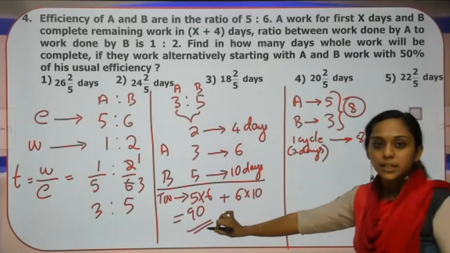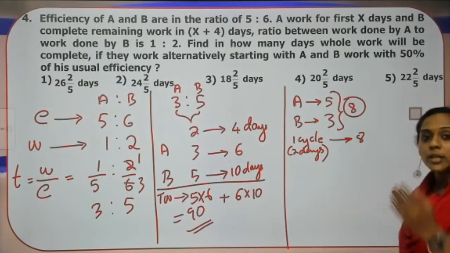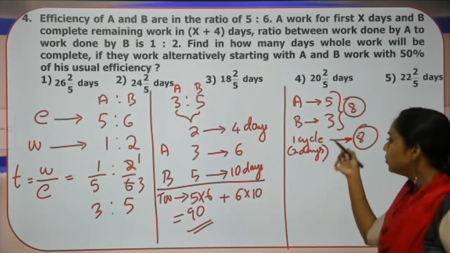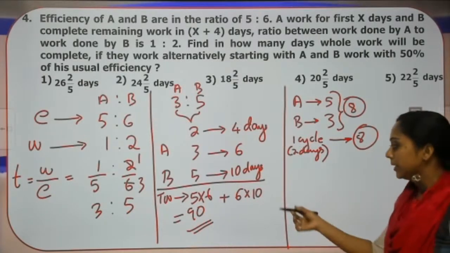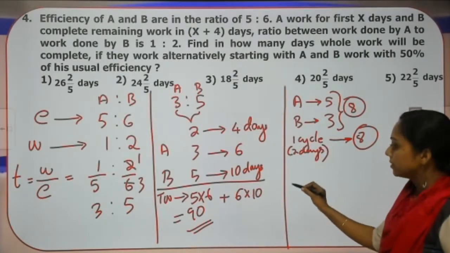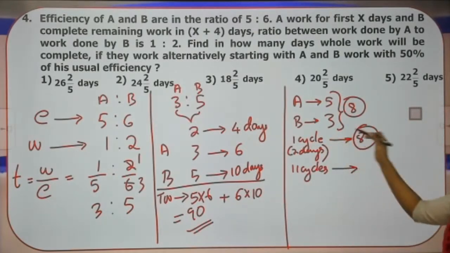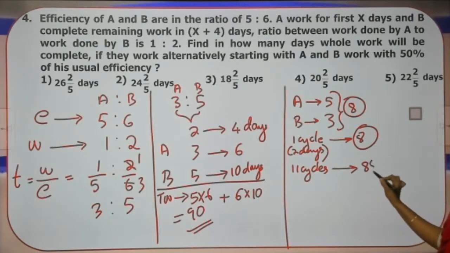And what is our work here? 90 work. Okay, so you cannot apply direct block and chain here. So here you see, in one cycle, 8 work is completed. So I am taking 11 cycles. So 11 cycles means how many work will be completed? 1 cycle 8, 11 cycles 88 work will be completed.